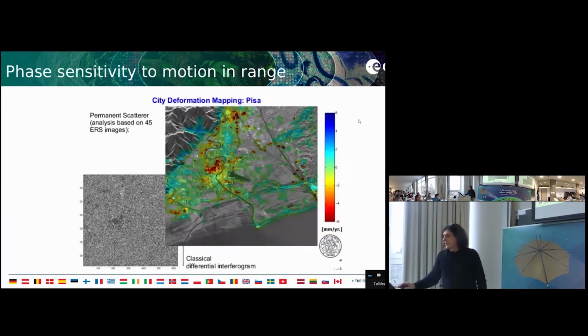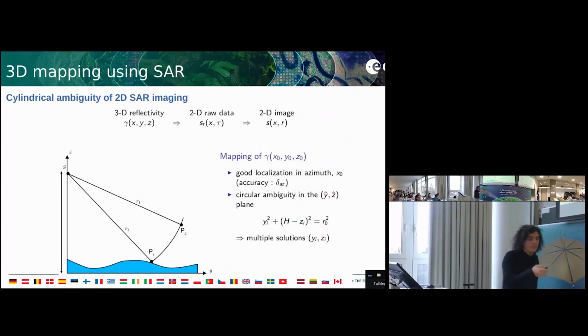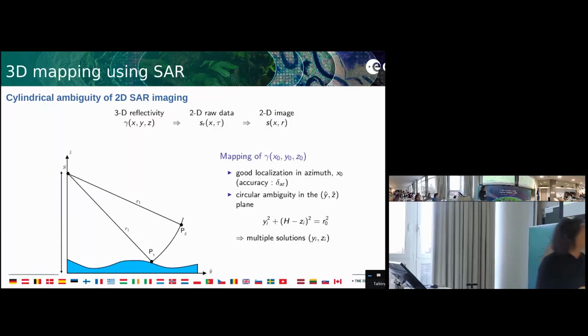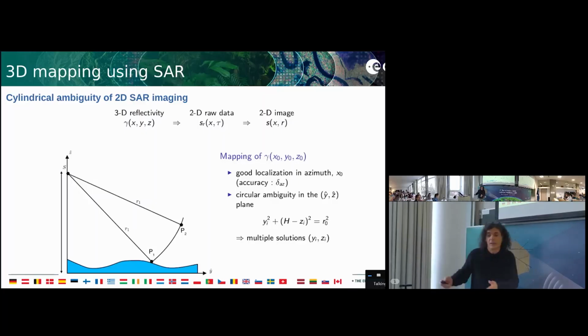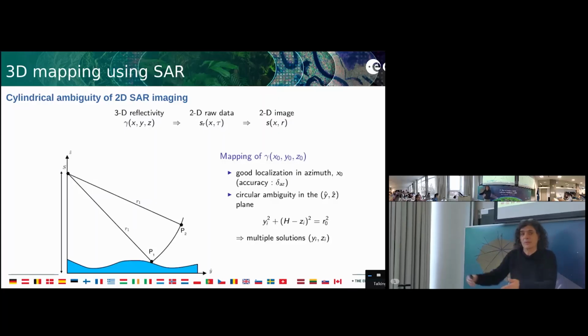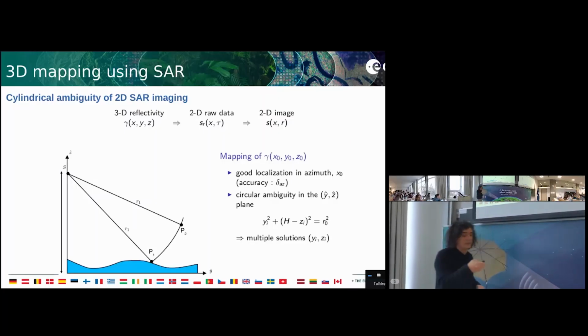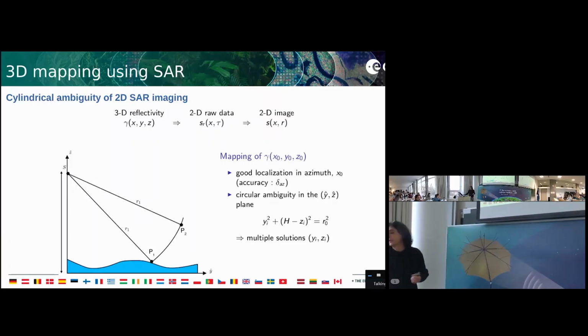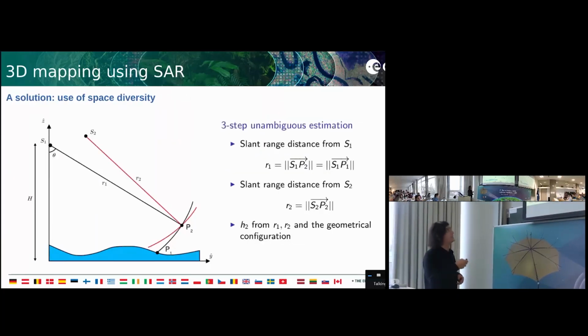I gave some applications of this phase spatial diversity, and the big problem of SAR interferometry is to determine the elevation of a scatterer by measuring it with the radar. When I make an image of this table, I can only measure the position of my computer along the azimuth axis and in distance, but I don't know if it is here or at another elevation. If we want to do it, we can use spatial diversity. We can use measurements performed from slightly different positions.